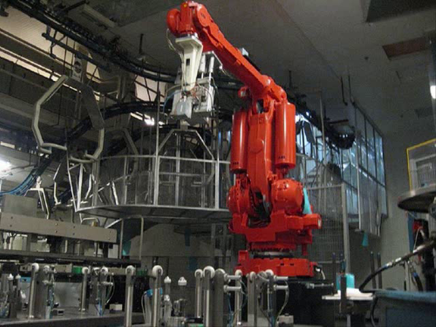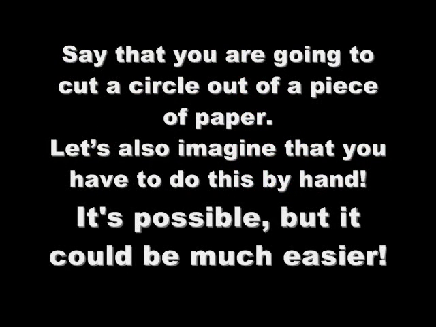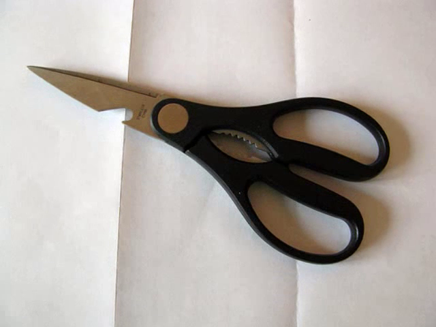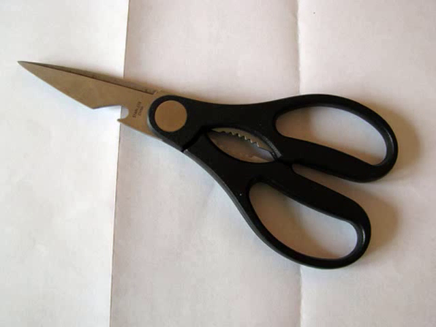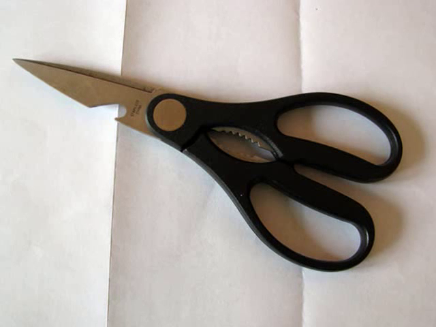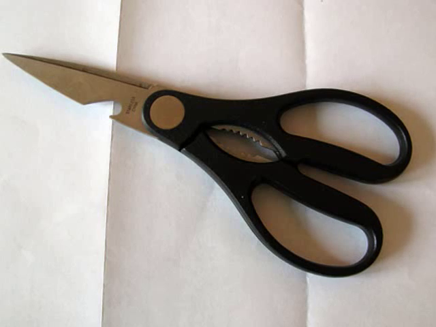Let's relate this to our everyday life. Say that you are going to cut a circle out of a piece of paper. Let's also imagine that you have to do this by hand. It is possible to tear, very carefully, a circle out of a piece of paper, but it can be much easier than that. Now let's say that you have found a pair of scissors. You can now use these scissors to cut out the circle, which is much easier with the scissors. The scissors in this case are acting as a capital resource. They are making the task easier.